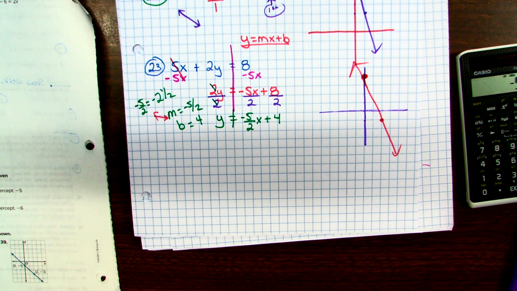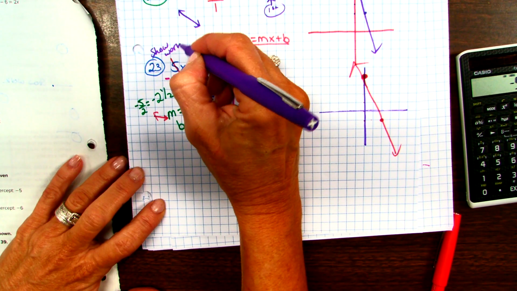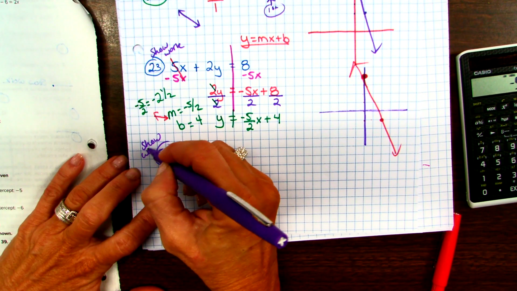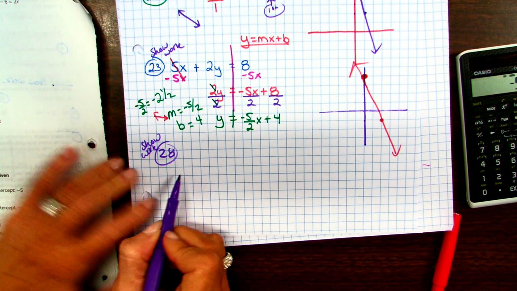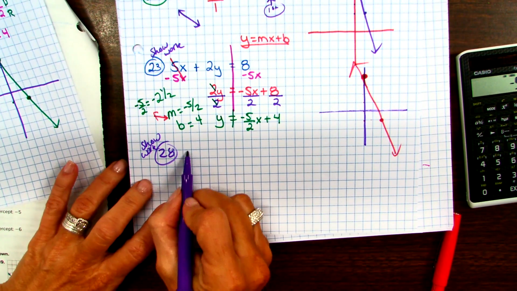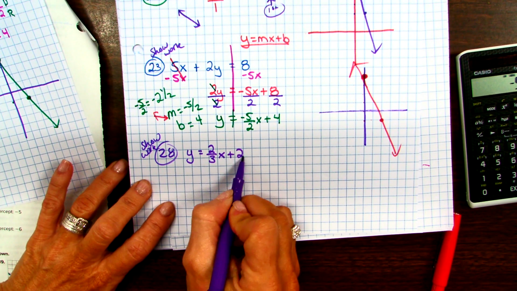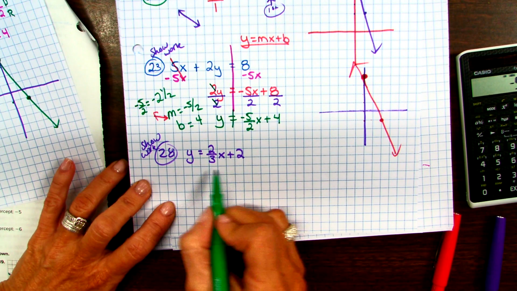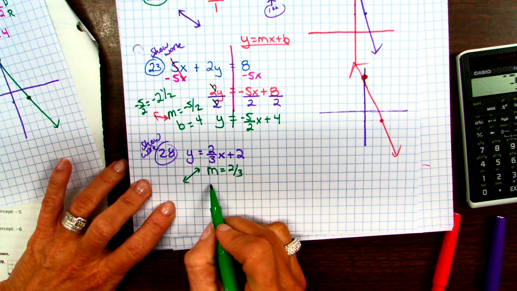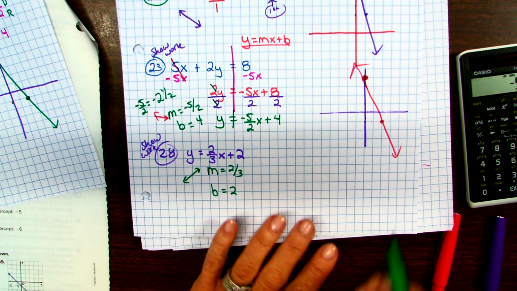Now, I have left you one to do. So you had to show work for 23, and you will have to show work for 28. I'm going to give you the final answer for 28, not the work. Okay? So you need to do that. If you don't show your work, you won't get all the credit next week.